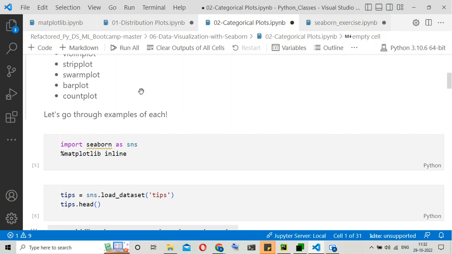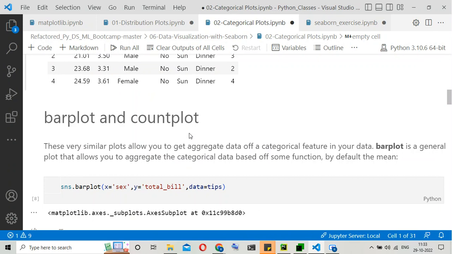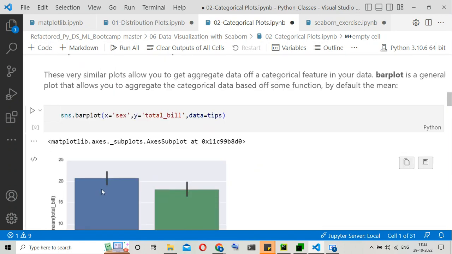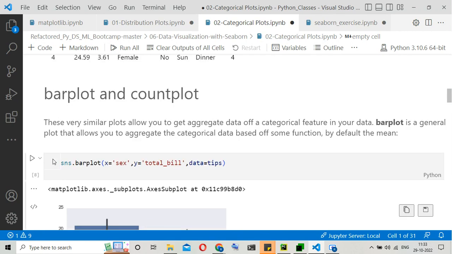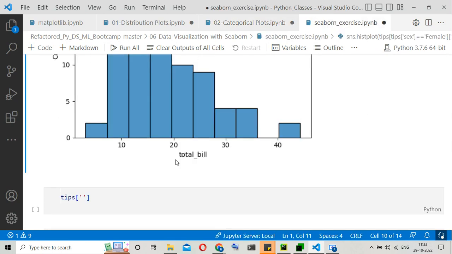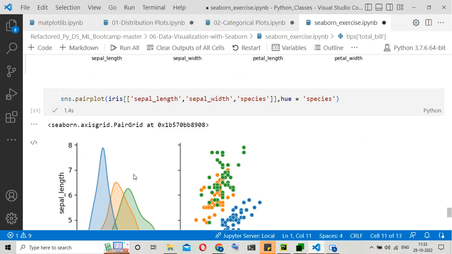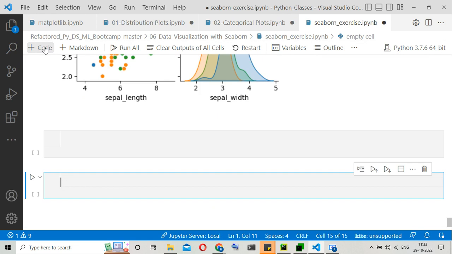So let's quickly check these categorical plots. I think these are only for some category data. So bar plots, based on sex, you can do the bar plot. How much total males, I think mean it is of total. Let's try this, because if we don't try, we will not experiment. And when we experiment, we learn more.